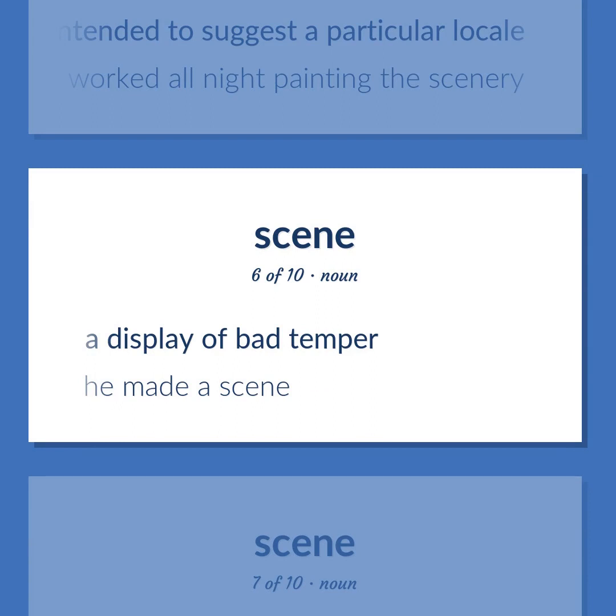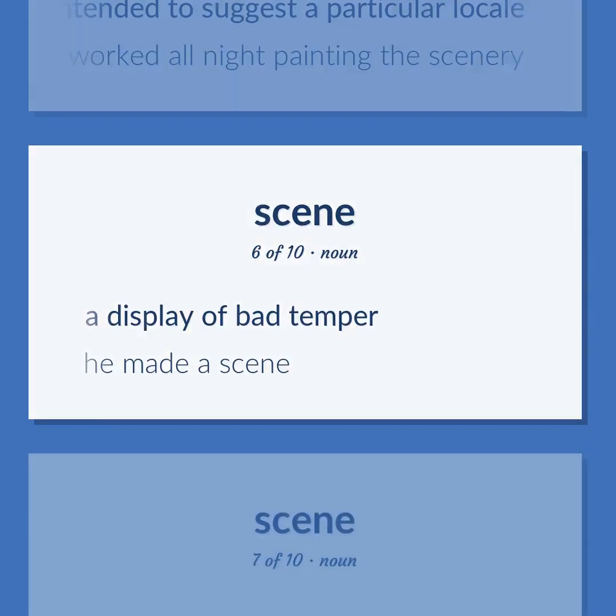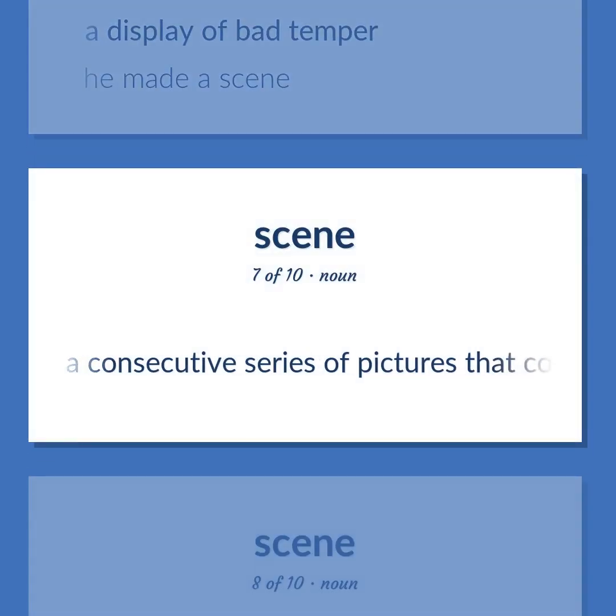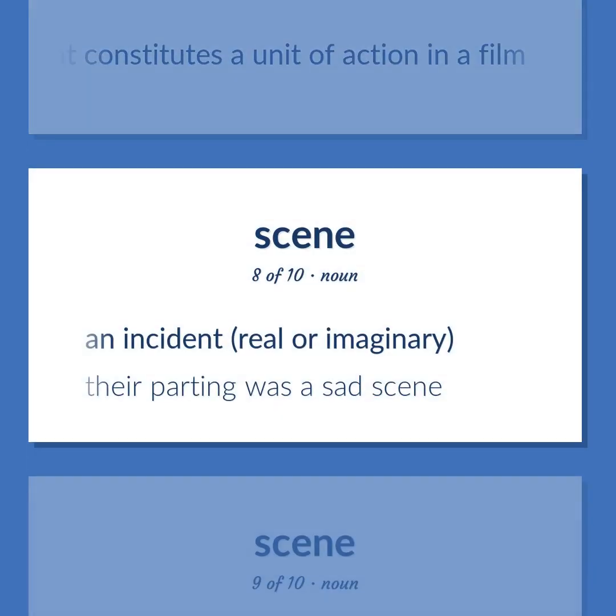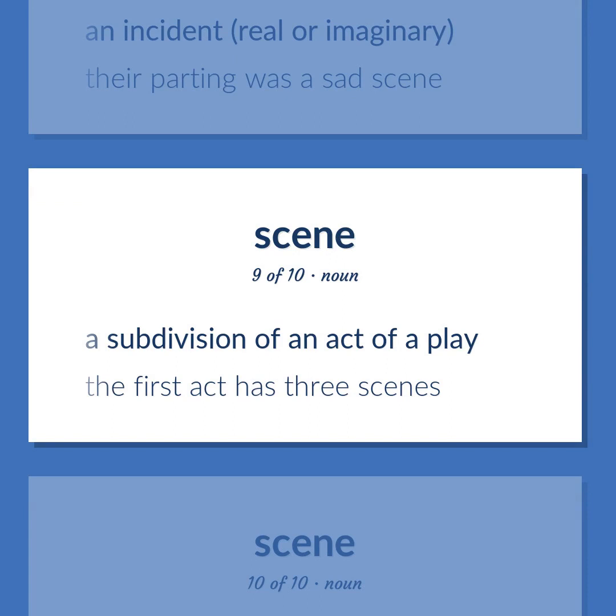A display of bad temper. He made a scene. A consecutive series of pictures that constitutes a unit of action in a film. An incident, real or imaginary. Their parting was a sad scene. A subdivision of an act of a play. The first act has 3 scenes.